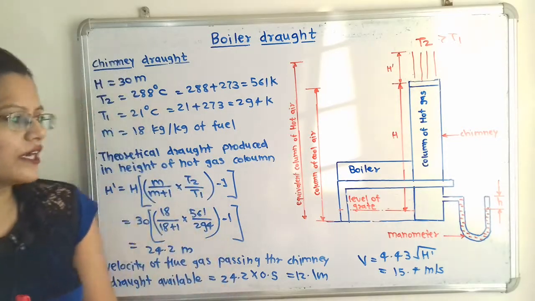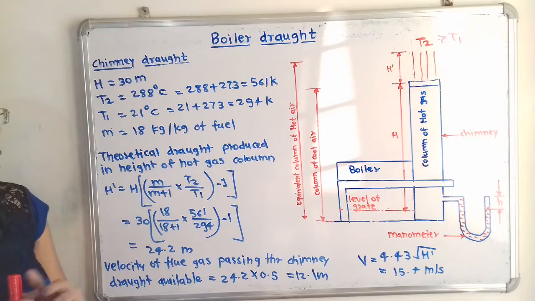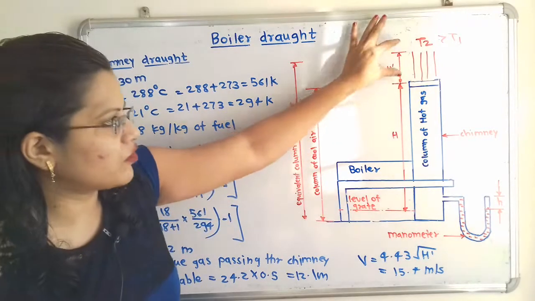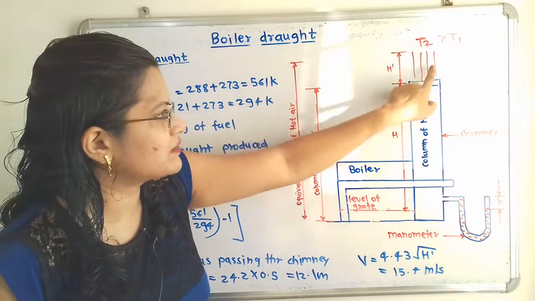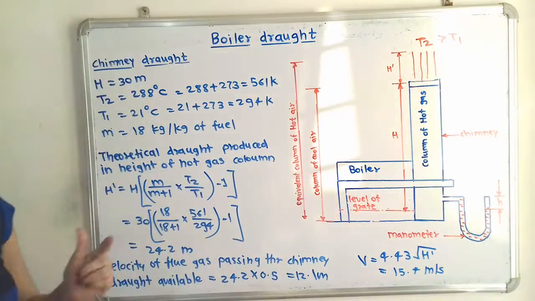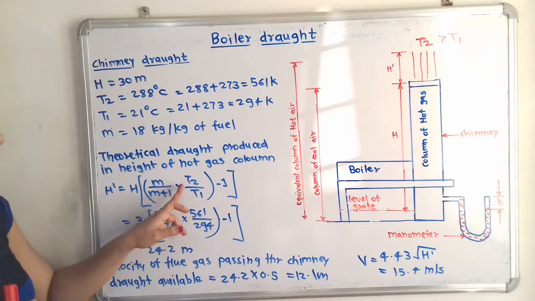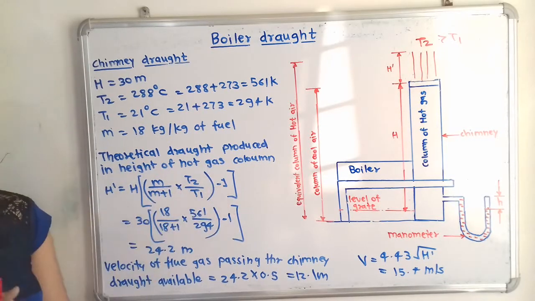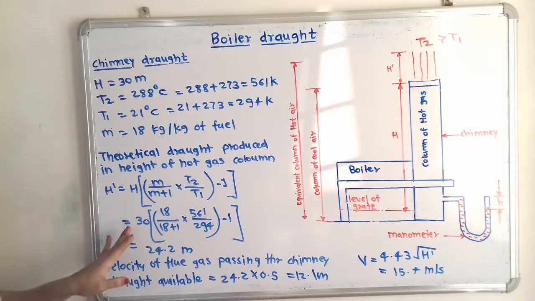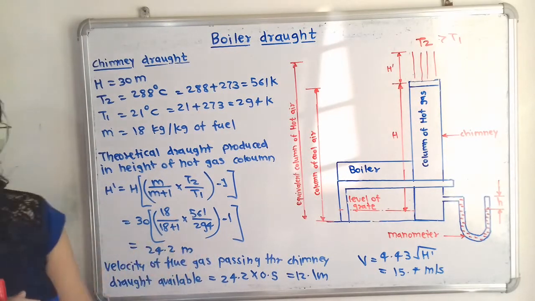Now we will calculate the theoretical draught produced in the height of hot gas column. So here is the height of hot gas column. So we will calculate here H dash is equal to H in the bracket, M divided by M plus 1 into T2 by T1, bracket complete, minus 1. So when we put all the data, then we will get the answer 24.2 meter.